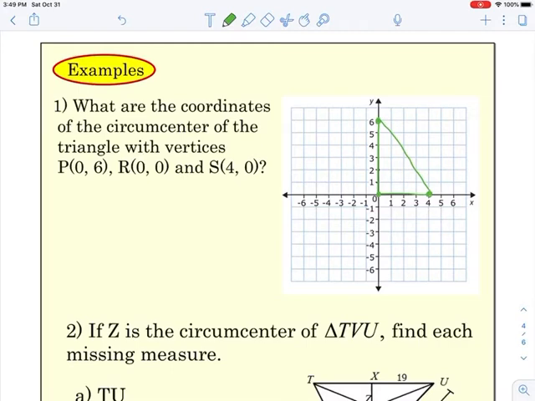And there it is. Okay, so when I look at that triangle, again, it's asking me what the coordinates of the circumcenter are. So I want to know where that point of concurrency lies. Look at that triangle. Again, the first thing that I want to do is decide, is it an acute triangle? Is it a right triangle? Or is it an obtuse triangle? Okay, and that's a right triangle. Again, this side is perpendicular to that side.